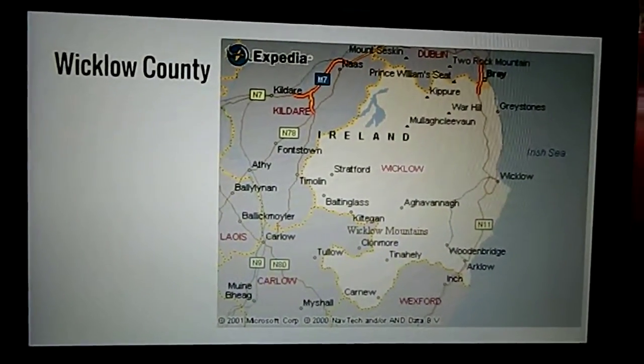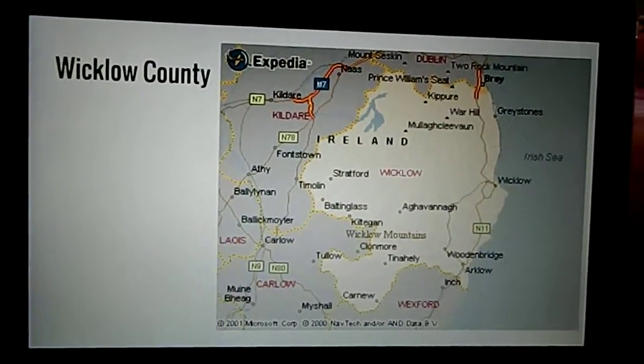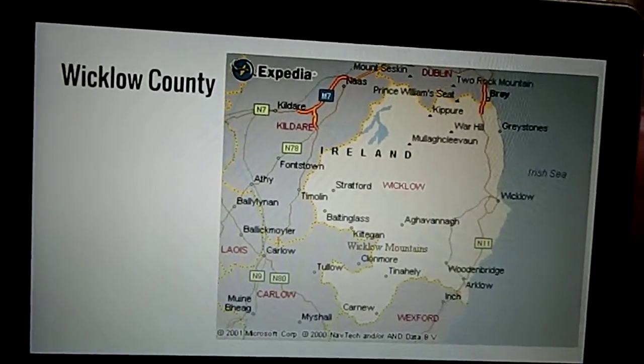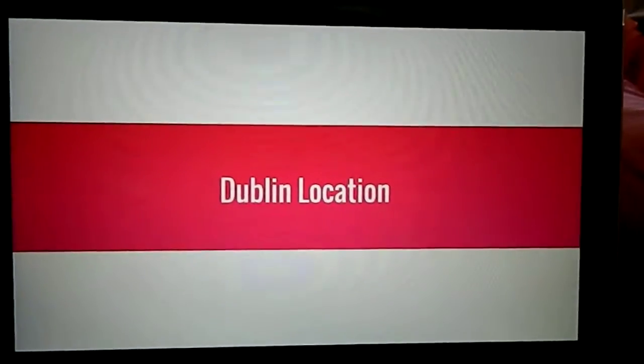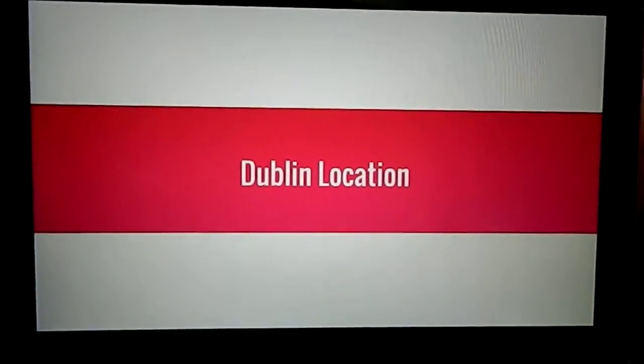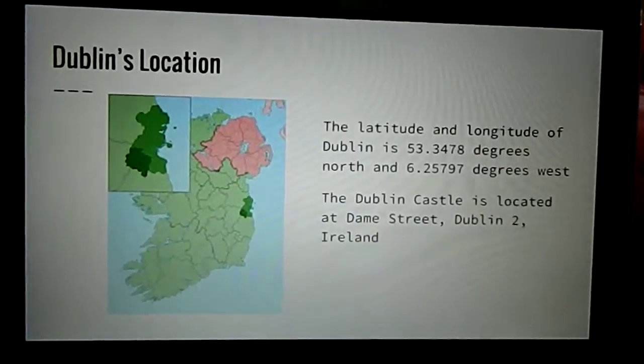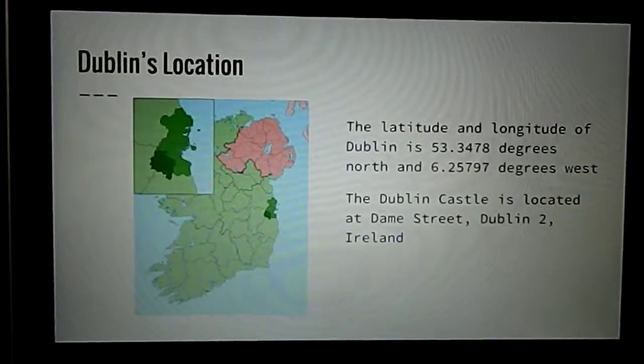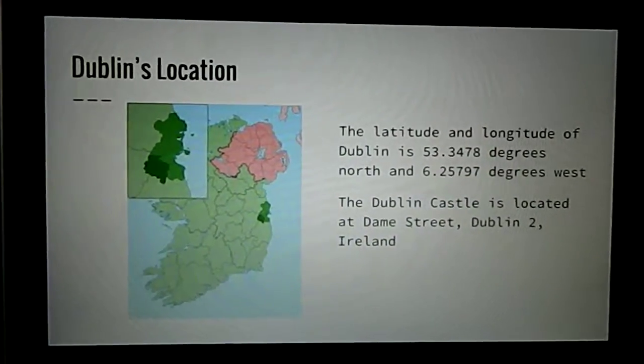So there's Wicklow County. It's on the right side, right next to the Irish Sea, and you can see it's a pretty big area. So now Dublin's location, like on a map, where it is, and how far away it is from us. So here's Dublin on a map, and it's on the right side. It's a pretty big area, I guess.